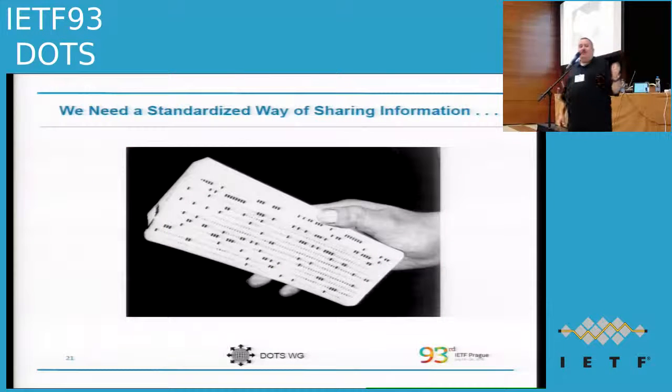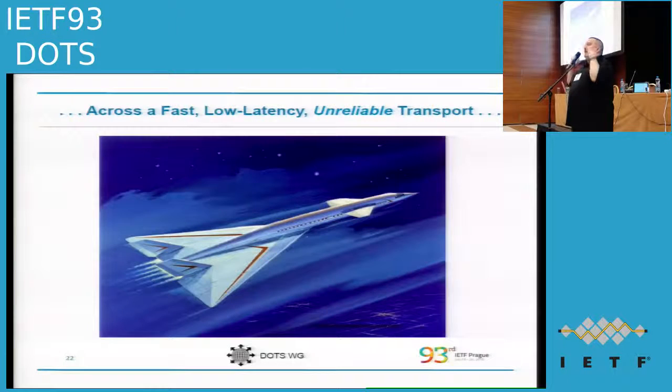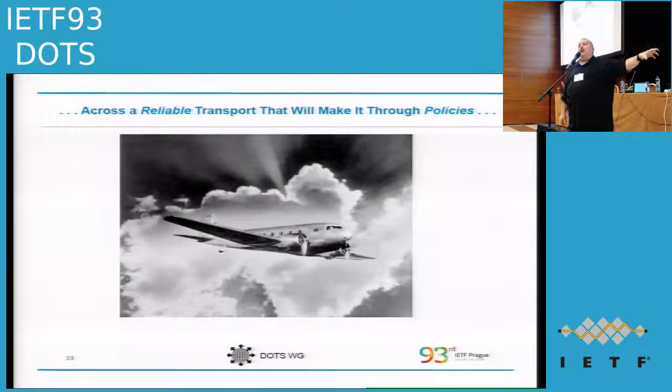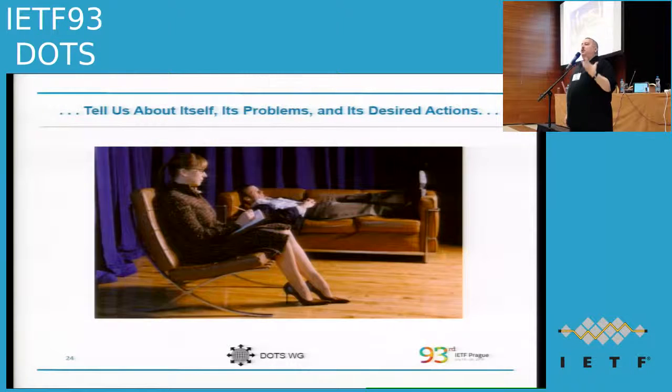Next slide, please. We need a standardized way to share this information. Next slide. Across a very fast, unreliable transport that can get the information through very, very quickly. Next slide. We also need to have an option for a good old reliable transport that can weave its way through policies which may not allow the unreliable transport through. Next slide. This protocol needs to be able to describe itself and what the problem is and what its desired outcome is.